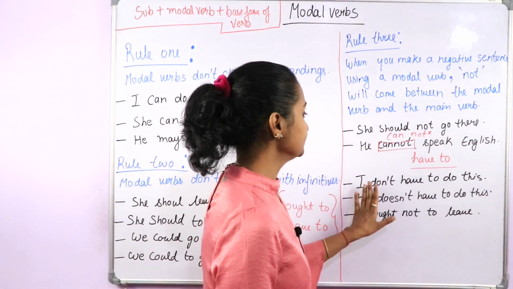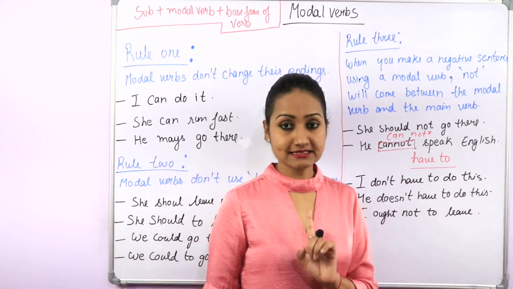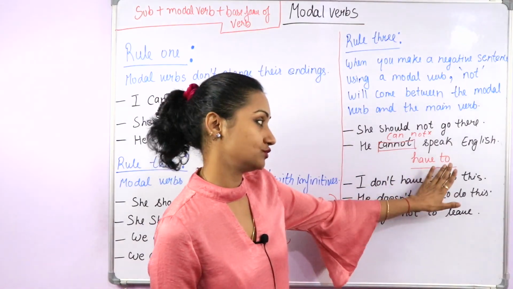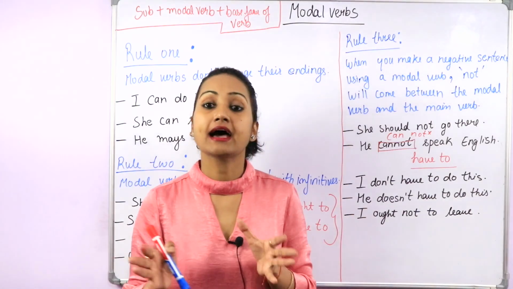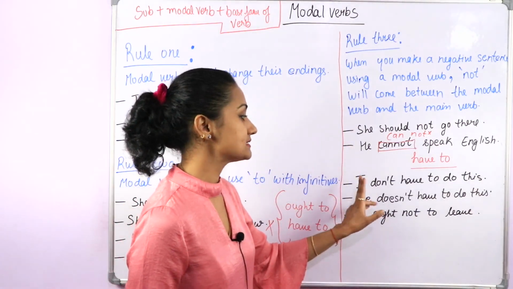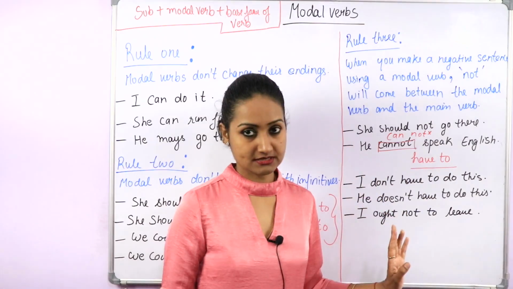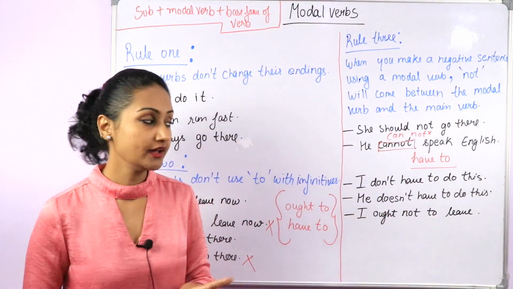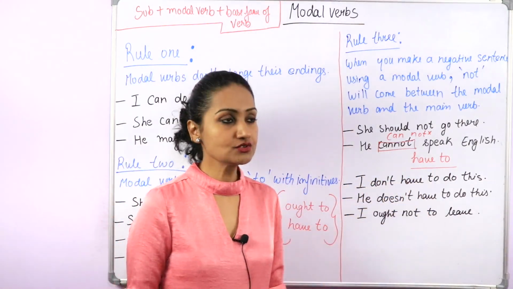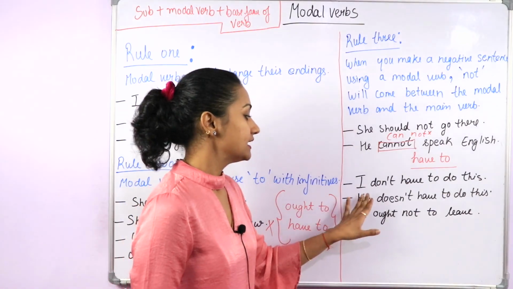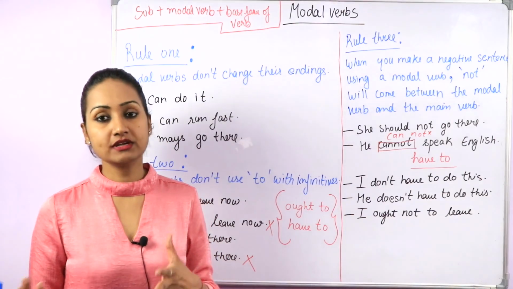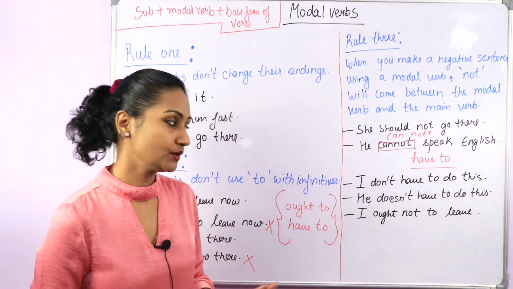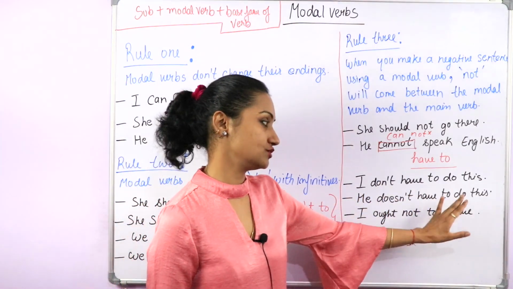Okay, now again we have one exception here, which is have to. So if you have to make a negative sentence using have to, then the rule is I don't have to do this. Then you will use don't. I don't have to do this. I have to do this. I don't have to do this. He doesn't have to do this. With he, she, it, we use does not. Okay, so he doesn't have to do this.